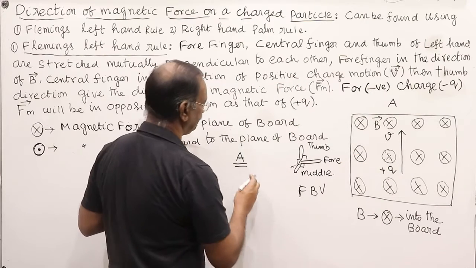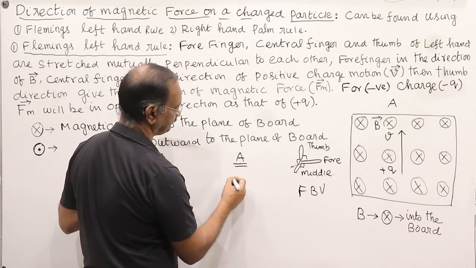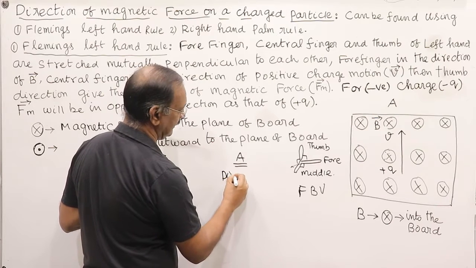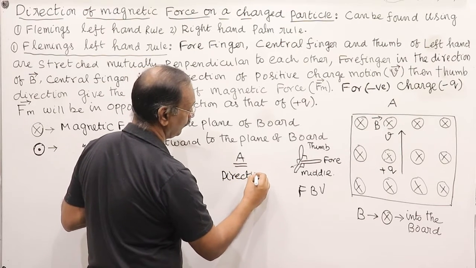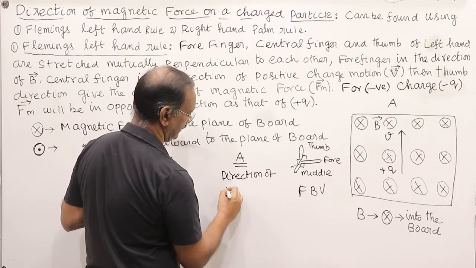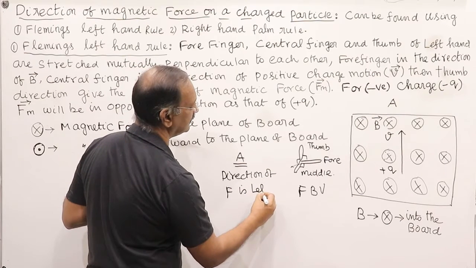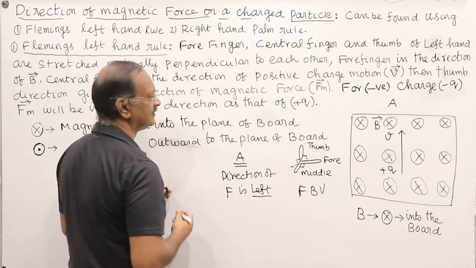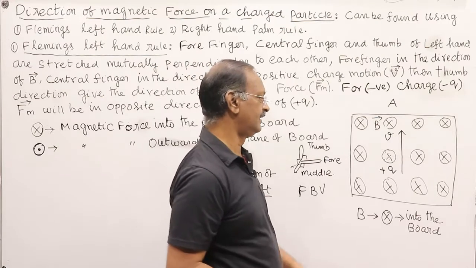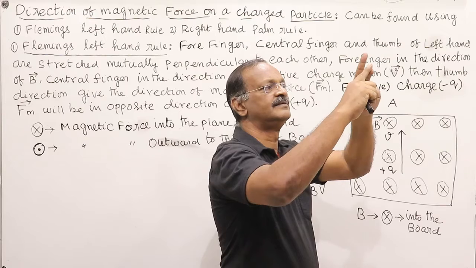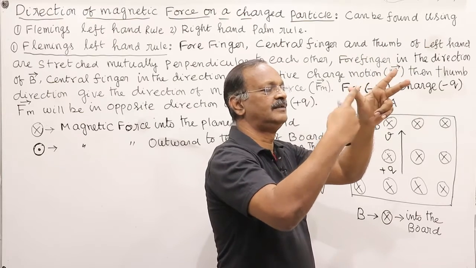So in this case, for case A, the direction of F is towards left. We will apply the rule once again. First this will come, second this will come, third automatically it will come.